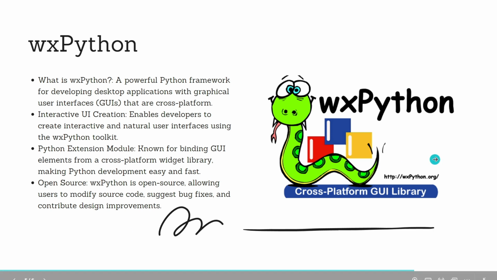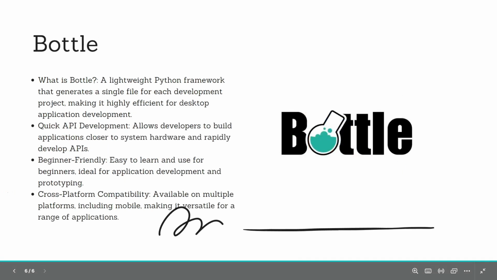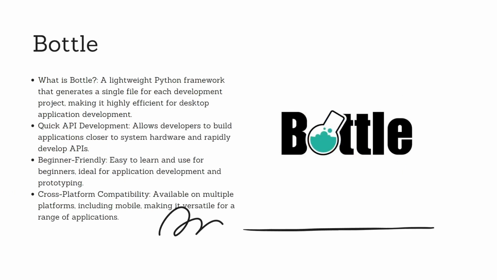Okay. Next one is Bottle. It can generate only a single file for each development work created by it. Therefore, Bottle is also known as one of the most effective desktop development frameworks. The Bottle framework allows developers to build applications closer to the system hardware and quickly build APIs. Beginners can use Bottle to learn application development and prototyping with its straightforward user experience. Bottle is available for almost every platform, including mobile.